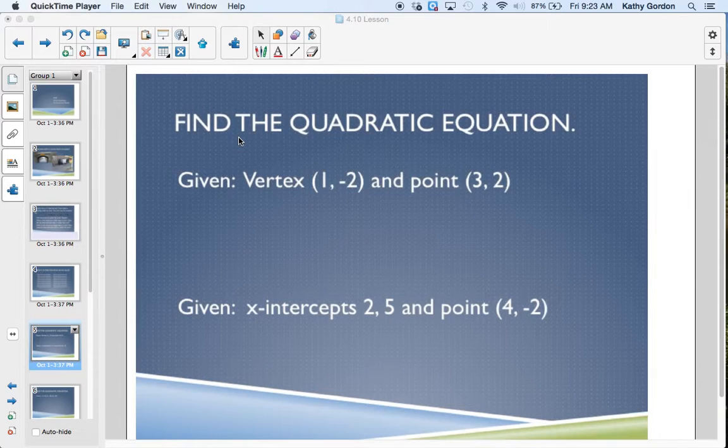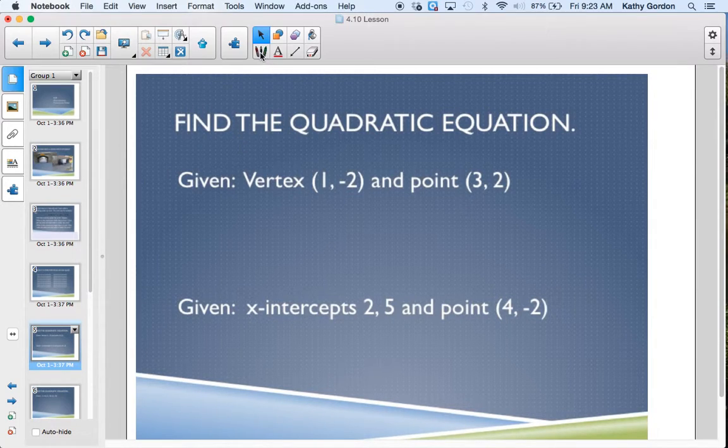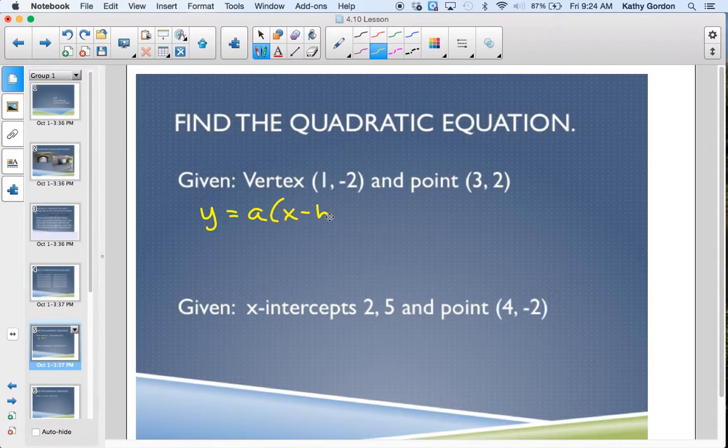So on this first one, looking at the fact that what we're being given is vertex and point, which of our three forms seems like the best fit to start working with? Vertex form, right? If I'm being given a vertex and a point, then vertex form seems like a great place to start. So, what's vertex form in general? A times x minus h squared, what was the rest of it? Plus k. All right.